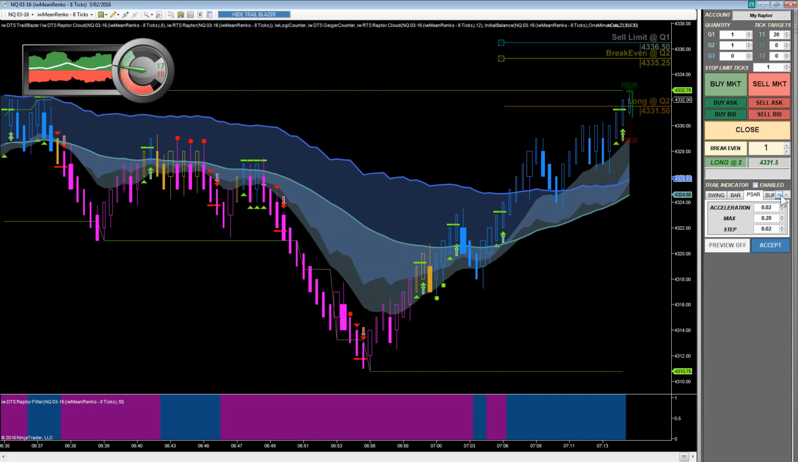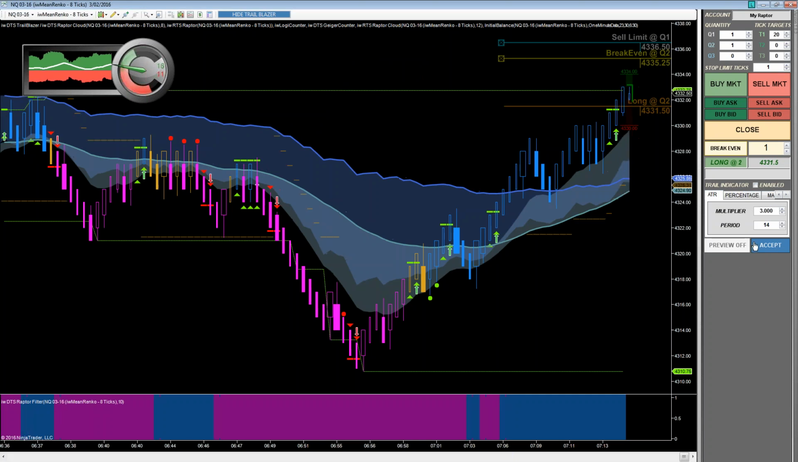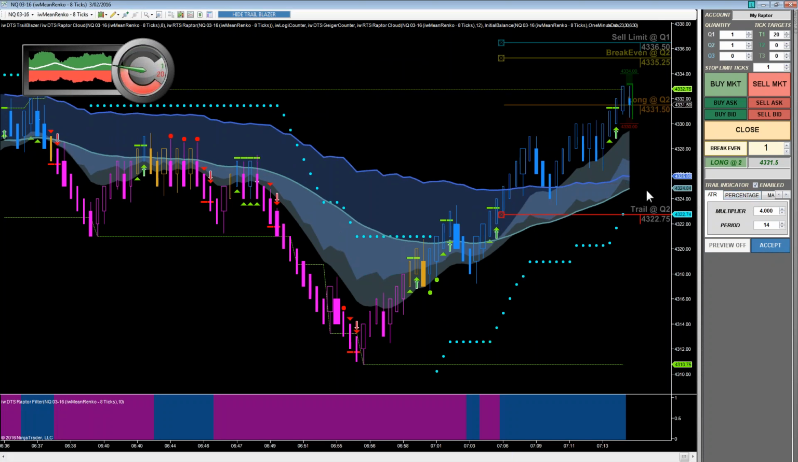All right, let me enable another stop strategy. Maybe we'll do the ATR this time, and I'll dial it back a little bit. So there's our strategy, there's our stops. I'm going to adjust it a little bit more so it stays below that hard edge. I don't want to see the market retreat into this hard edge only to stop me out prematurely.